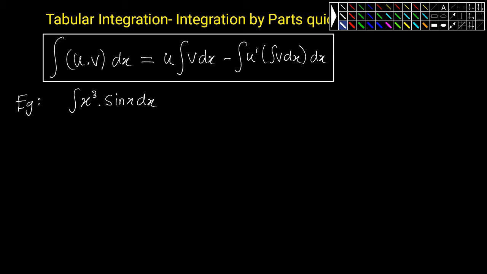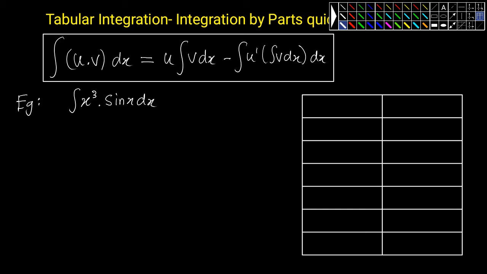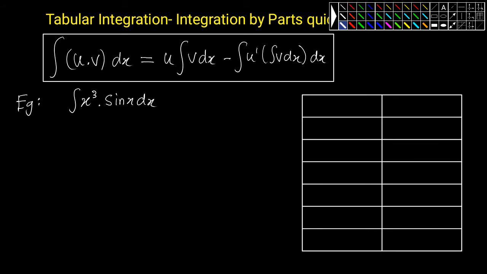So let's use a quicker way to do it, and that's tabular integration. So I'm gonna make a table. Yeah, I made a table. So the idea behind this is that on one side of the table, we take the derivatives of the function which will eventually go to 0.